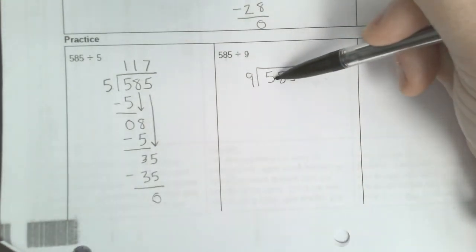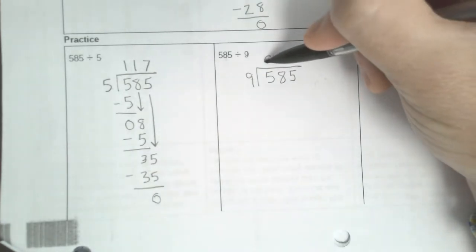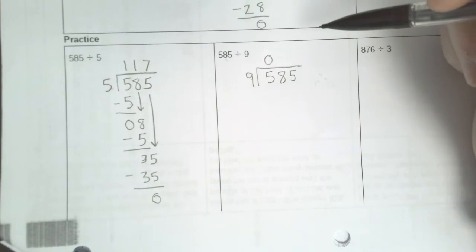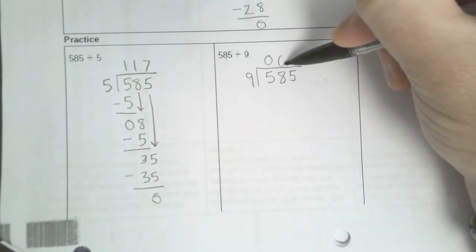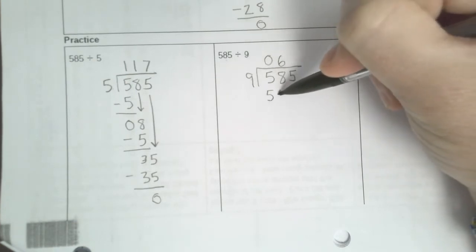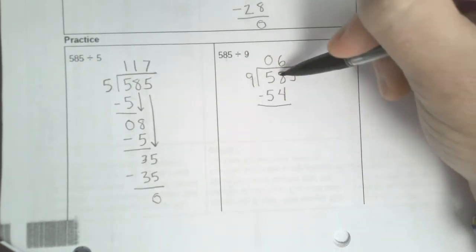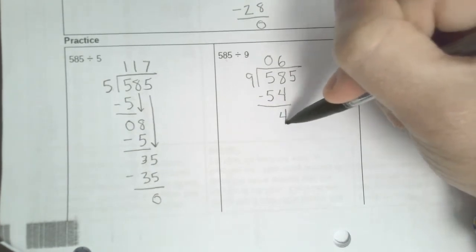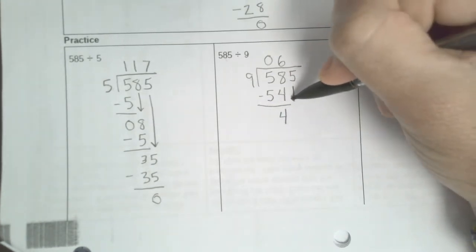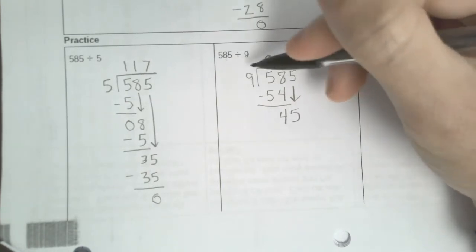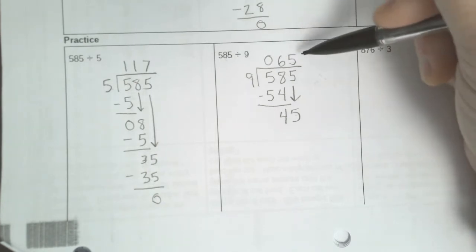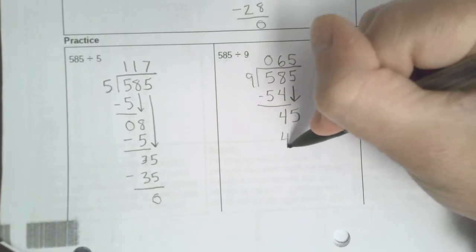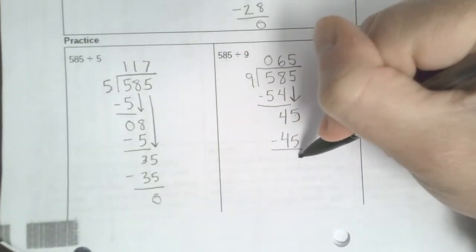9 goes into 5 0 times. 9 goes into 58. Well, let's see. 9 times 7 is 63. That's too much. So 6. 9 times 6 would be 54. Subtract those. 58 minus 54 is 4. Bring down the 5. 9 goes into 45 5 times. 5 times 9 is 45. And you get no remainder.